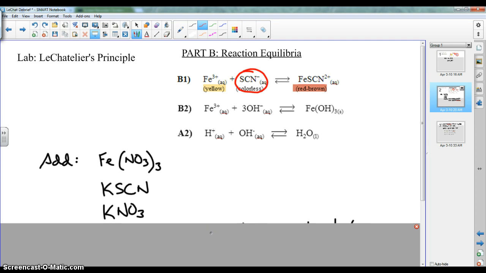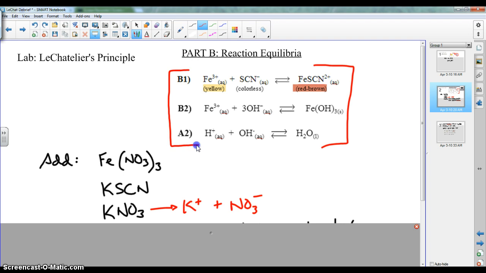We added potassium nitrate to solution, and most of you, if not all of you, did not observe any change. Is that surprising based on the equilibria that concern us? If we dissolve this stuff in water, we get potassium ion K+ and the nitrate ion NO3-. And notice, do those species take part in any of the equilibria that we're concerned with? No, they do not. So they do not have any effect on the equilibrium.